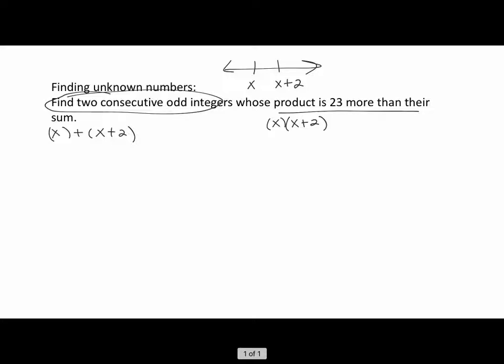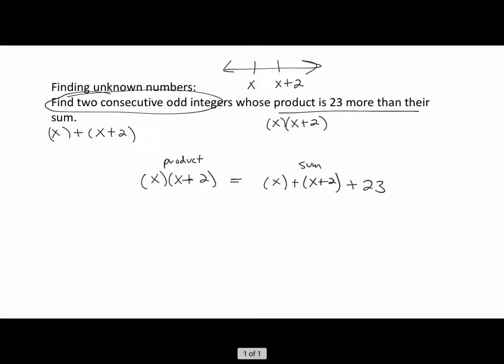Okay, so let me translate this into an equation. Product, x times (x plus 2), is 23 more than the sum, x plus 2. Okay, so that relates the known with the unknown and sets up my equation. Then I just need to solve.